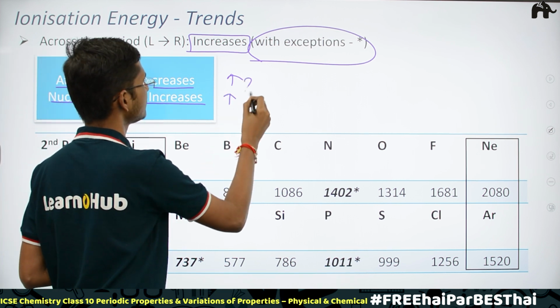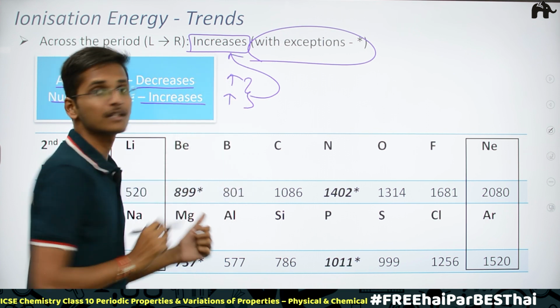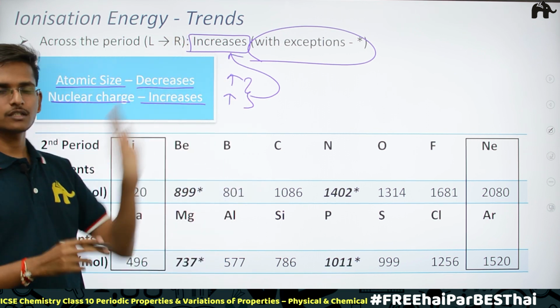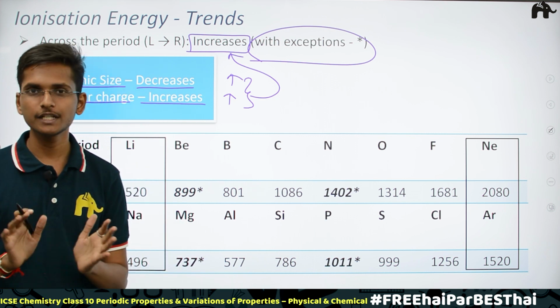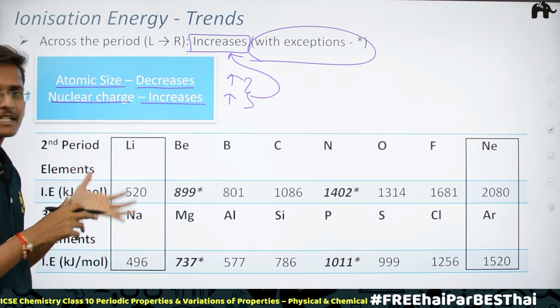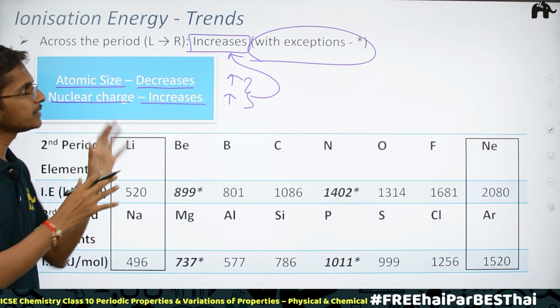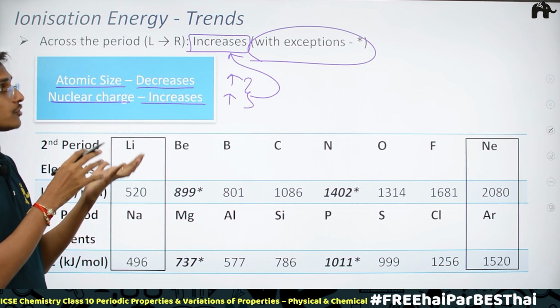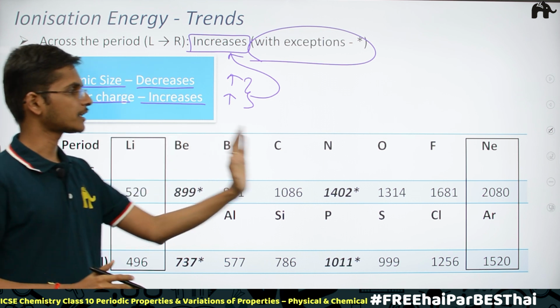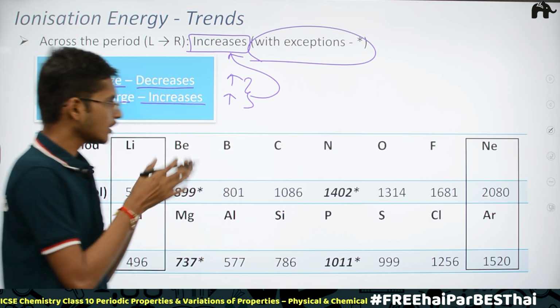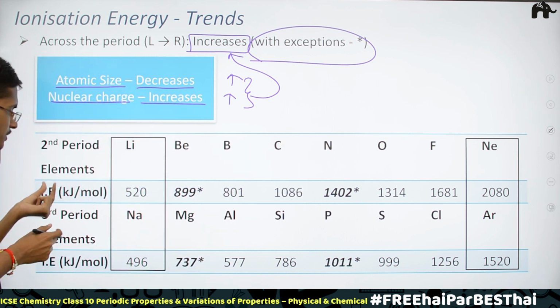So what is the net effect? The net effect is an increase, right? Therefore, ionization energy increases when we move across the period from left to right. Very clear. Now let's see the examples, and while seeing the examples, we would also see the exceptions. Second period elements: lithium, beryllium, boron, carbon, nitrogen, oxygen, fluorine, neon. Now you can observe the ionization energies.